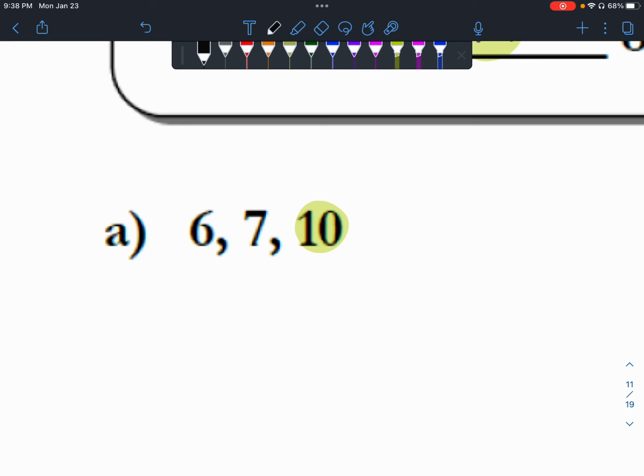From there, all we have to do is make sure, if I take the two smaller numbers, will those be larger than the third side? 6 plus 7, I believe that is a grand total of 13. Is 13 larger than the side of 10? Yes, it is. So we check that off.